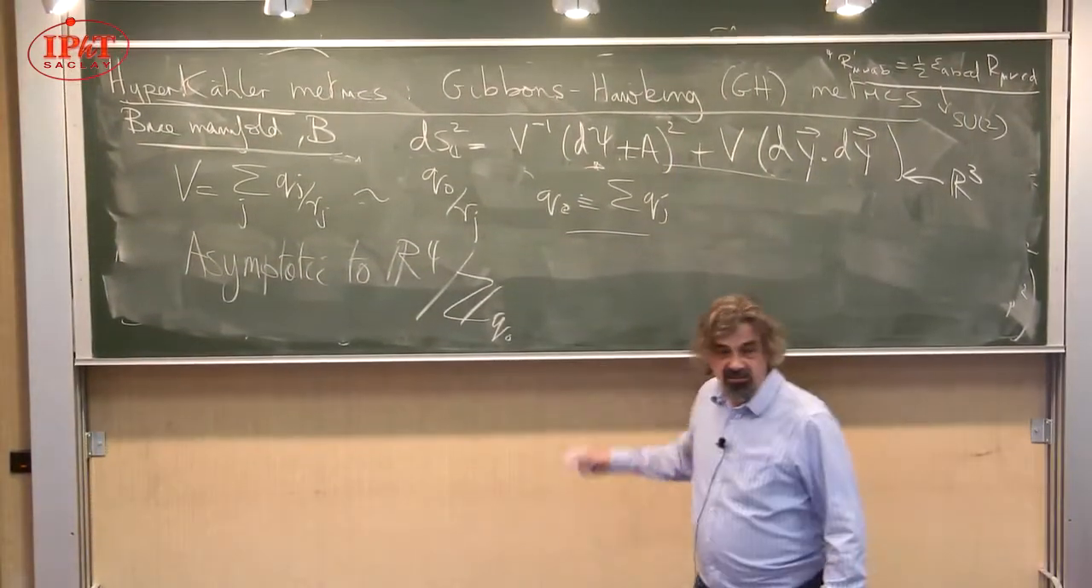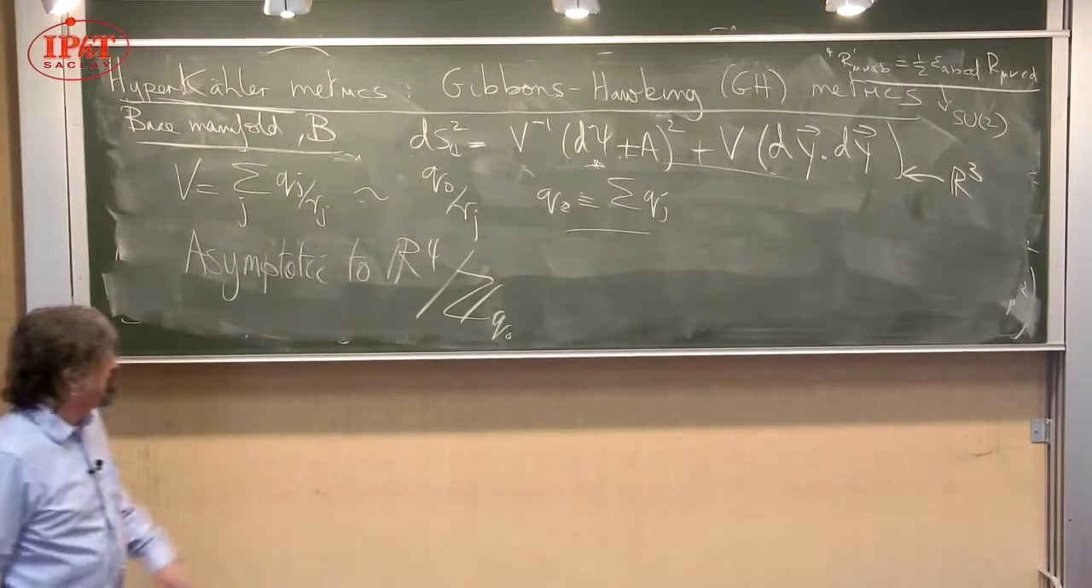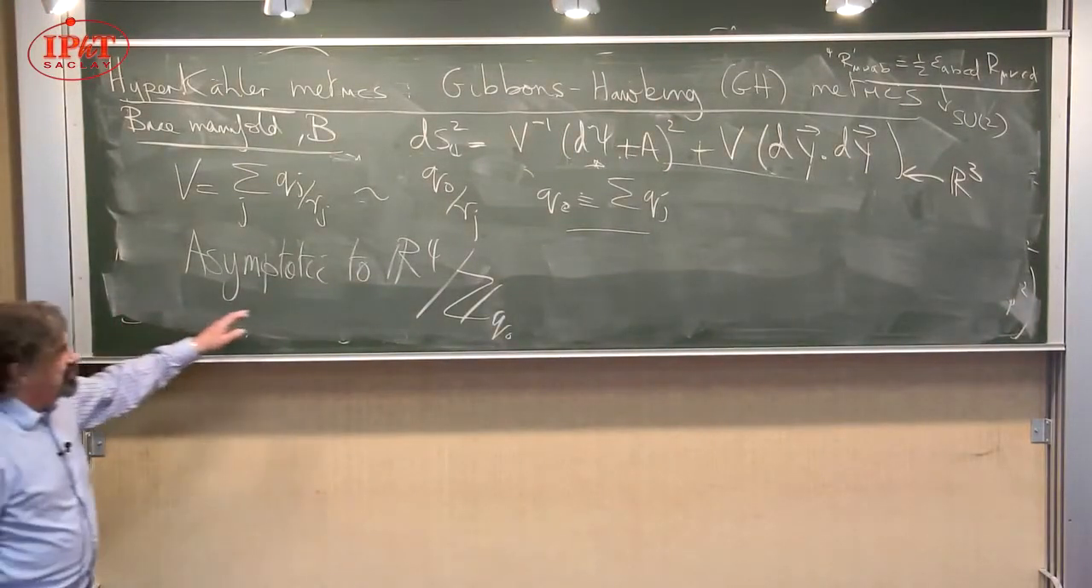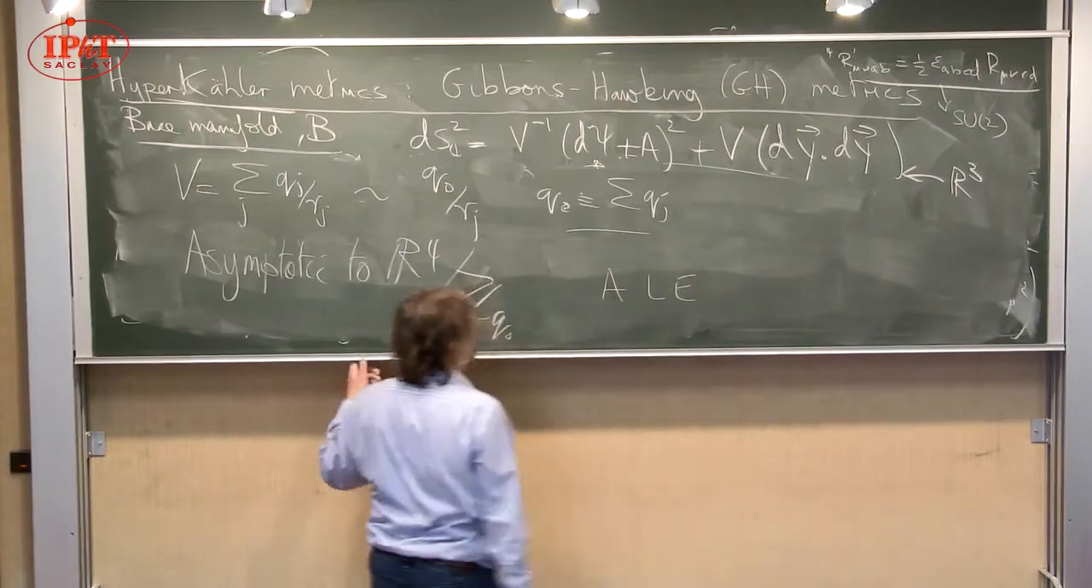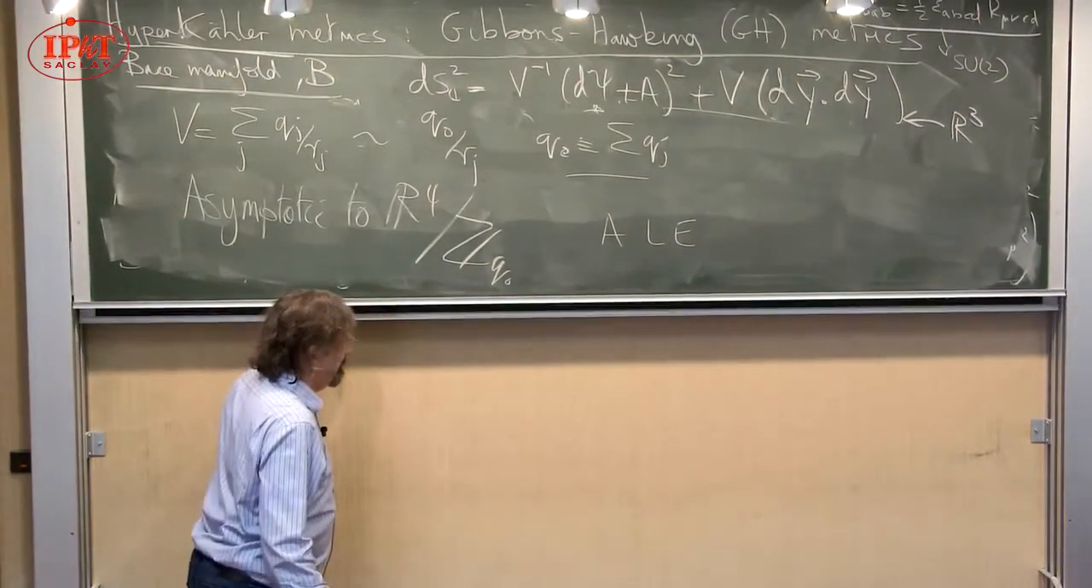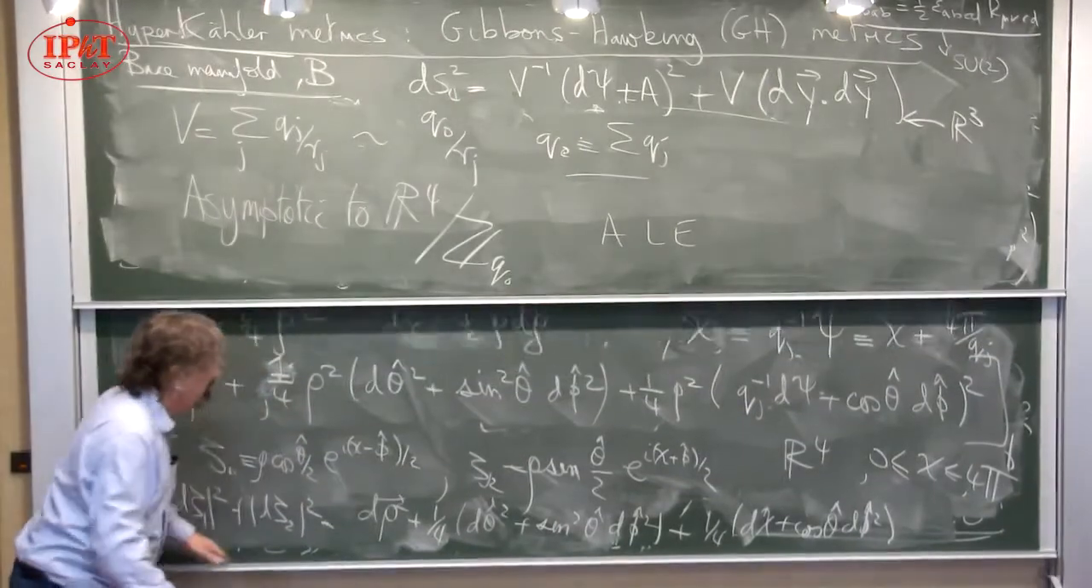So just before we make a break, I just want to finish on this point. This is R4 mod Zq. This is why they're called ALE, asymptotically locally Euclidean. And that's why Gibbons and Hawking invented them, and they wanted to find these guys.